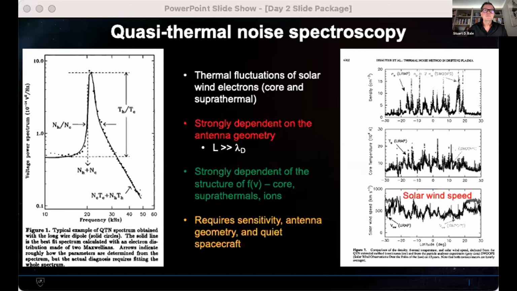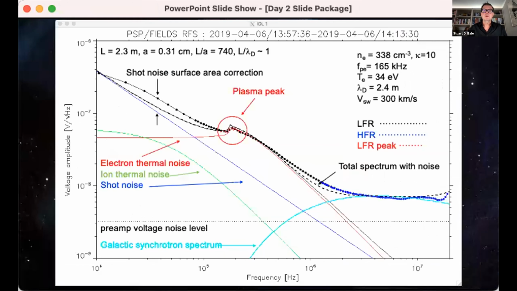On the next slide, you see an example of this from Parker Solar Probe. In Parker Solar Probe, we can do this pretty handily now.